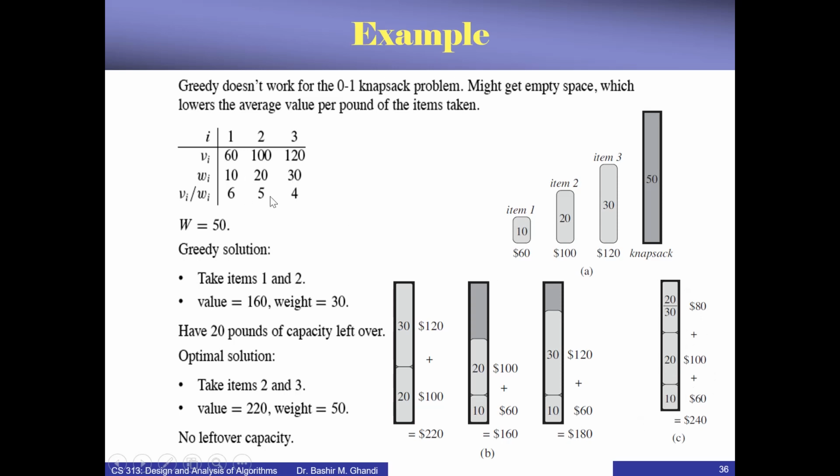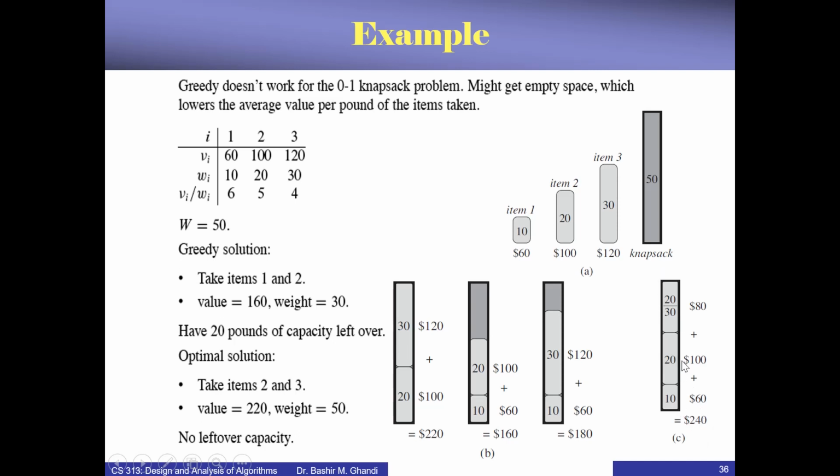According to the greedy strategy here, take the most valuable item. So he took 10 pounds of item 1, so the value was 60. He also took item 2. But in fractional knapsack, fractions are allowed. So although he cannot take all of item 3, he can take 20 out of it with a value of 80. So his overall value is 240, which is good.